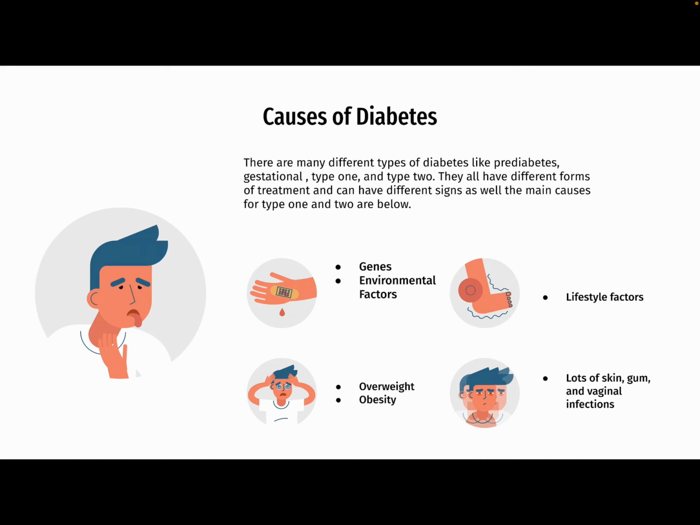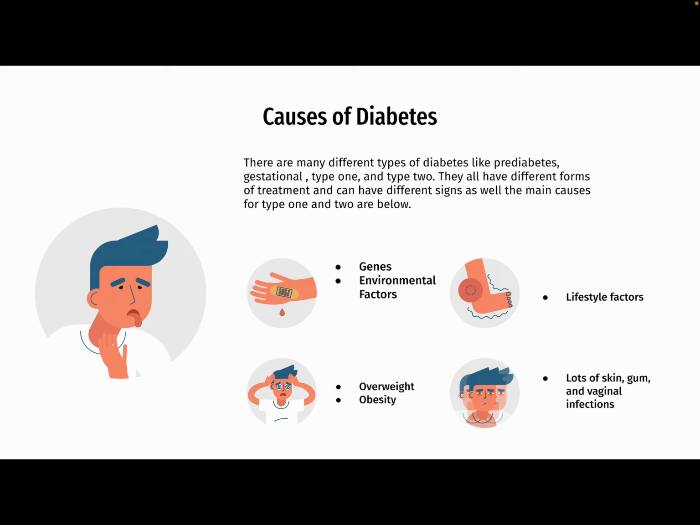What are the main causes of diabetes? There isn't just one main cause of diabetes, because there are many different types of diabetes. There's prediabetes, gestational diabetes, type 1, and type 2. The difference between these: prediabetes is before you actually have the disease. Gestational is when you can get diabetes during your pregnancy and it'll be gone after pregnancy. And then type 1 and type 2 are the main diabetes that we see daily. They all have different forms of treatment and can have different signs as well as symptoms.